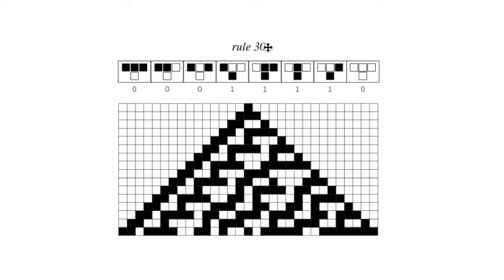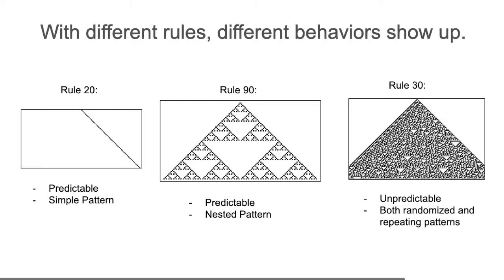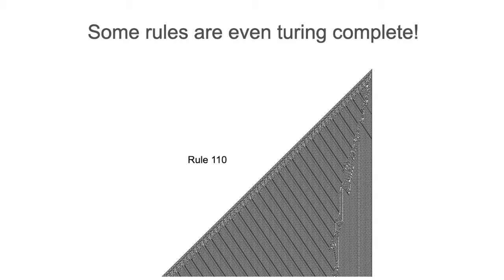If you're wondering why this is called Rule 30, well, if you take this string of 1s and 0s, you turn it into a binary number, then you turn it into decimal, there's your answer. And with different rules, different behaviors can show up. You can get really simple behaviors like this diagonal line. You can get more interesting ones like these nested patterns, and you can even get completely chaotic ones like Rule 30, which is interesting because on one side of the triangle it has a very simple repeating pattern, and on the other side it's completely random. Some of these rules are even Turing complete.